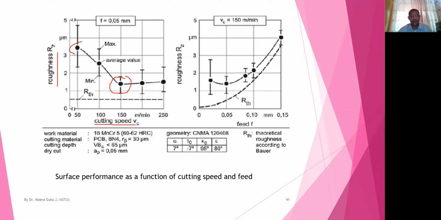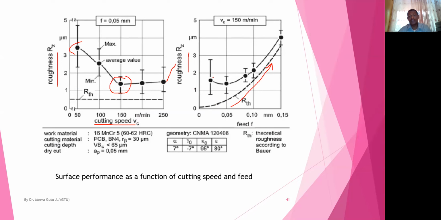And as you keep on increasing, again, it is going to raise or increase the surface roughness. So this value is the optimized value. And it depends also on different material properties. Here also you will see that as the feed increases, the roughness of the material increases. The material loses its smoothness as you increase feed.